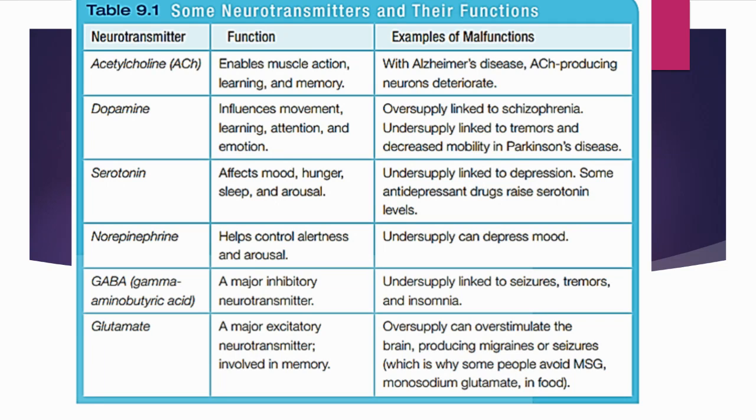You can see that acetylcholine is affected with Alzheimer's disease. Your acetylcholine-producing neurons deteriorate. Let's say serotonin, depression, okay? Same with norepinephrine. Dopamine is linked to schizophrenia, Parkinson's, okay? Glutamate is why you are allergic to MSG, the monosodium glutamate. And GABA is actually gamma-aminobutyric acid. This can be linked to seizures, tremors, and insomnia.